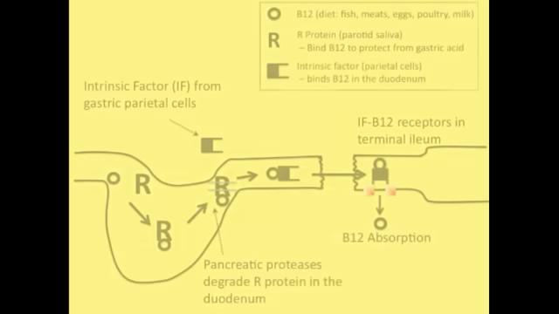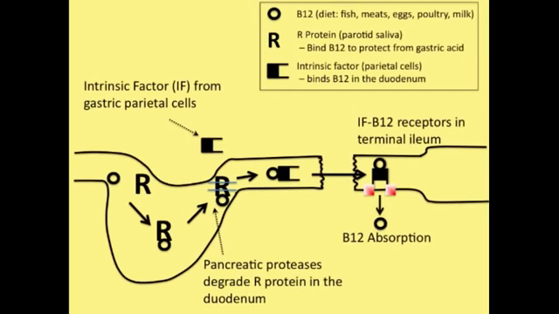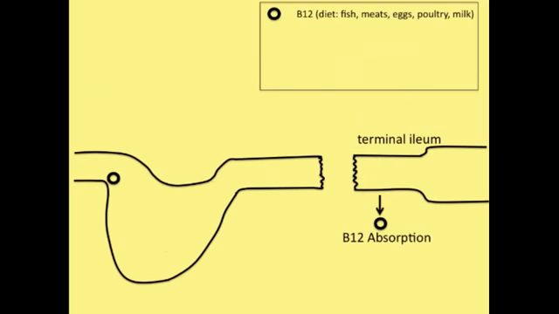All right, and next we're going to look at B12 absorption, and this is the pathway. You have to know this because there are many consequences when things are not going right. So this is a busy diagram, so let's break things down one by one.